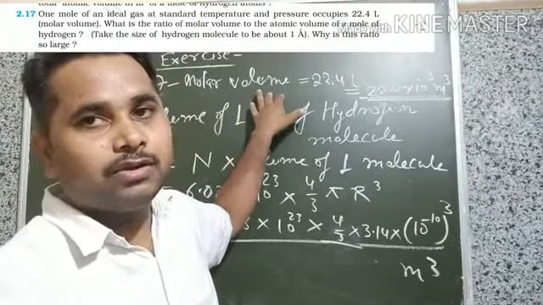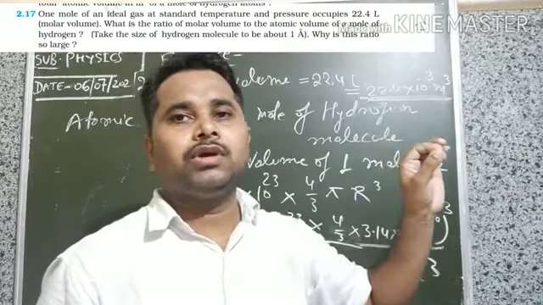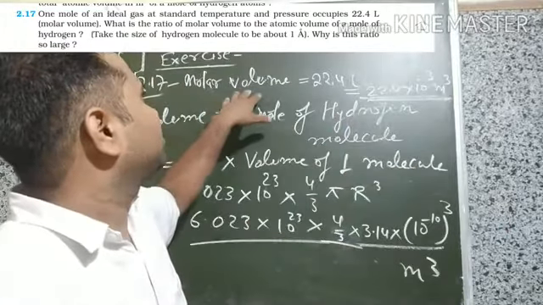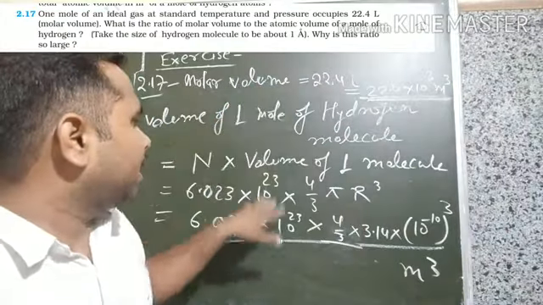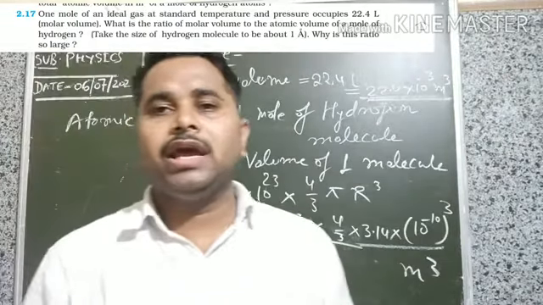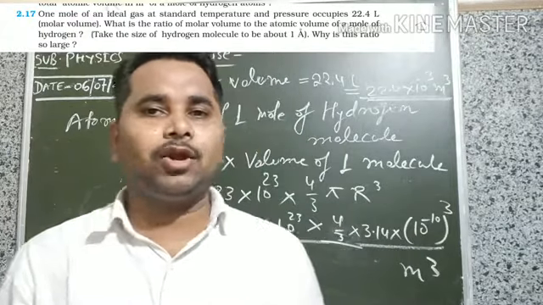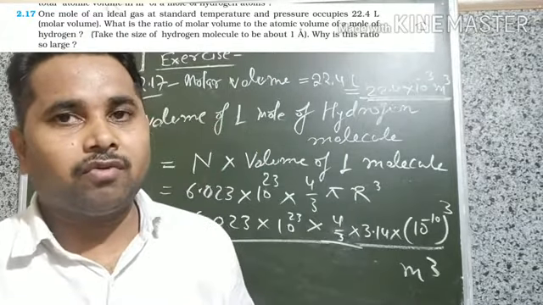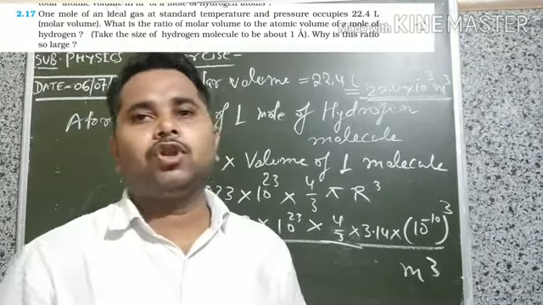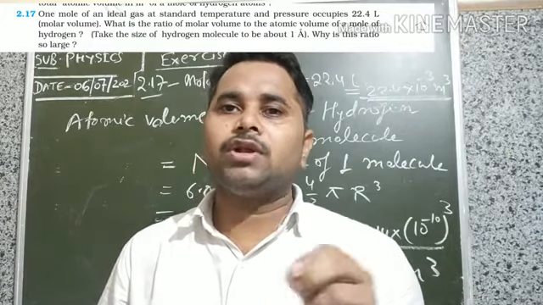I am repeating again, in the question it is given why this ratio is a very big quantity. So you have to solve the ratio of molar volume and atomic volume and show it. It is a very big quantity and that shows the molar volume is much more than atomic volume. And why? You can say that because molar volume includes atomic volume plus intermolecular space also.